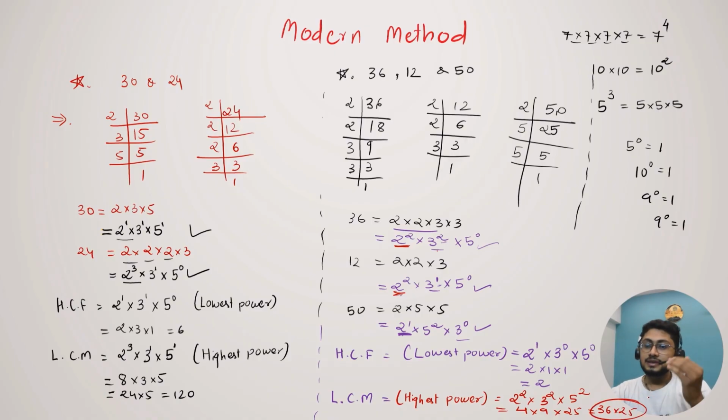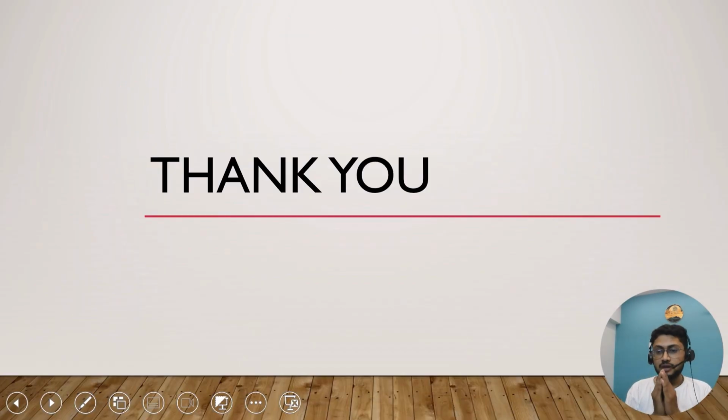So that's how you find the LCM and HCF by one method, which is the modern method. The modern method is very easy. You first write the numbers in exponent form. After writing in that form, for HCF you consider the lowest power, and for LCM you consider the highest power. That's it. Very easy, but until you have the divisibility rules clear in your mind, you are not going to survive in this HCF and LCM.